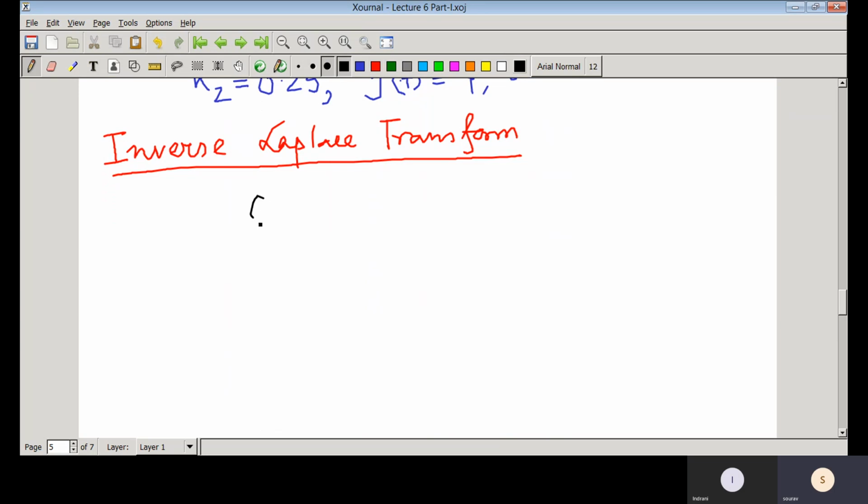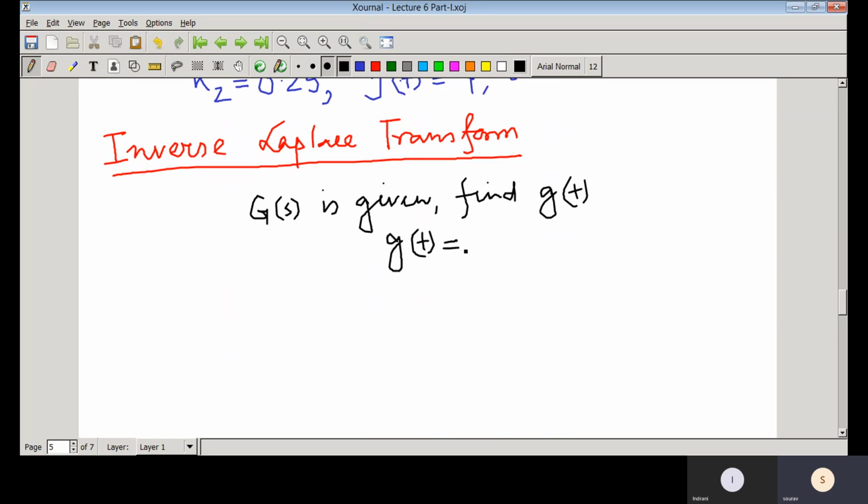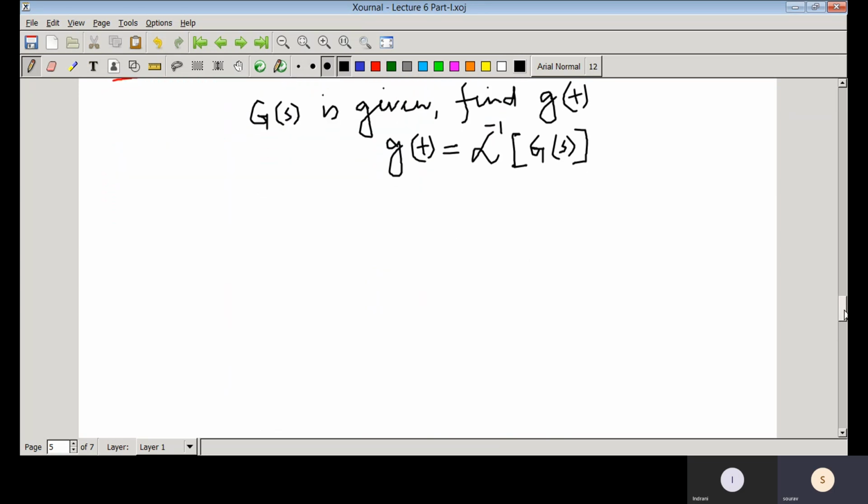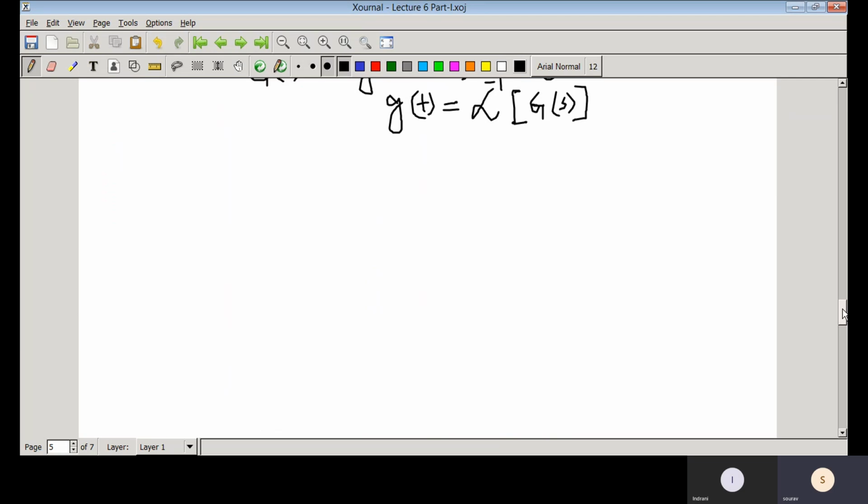Where to use the inverse Laplace transform? Whenever G(s) is given and you are asked to find g(t), then you need to take the inverse Laplace transform. That means g(t) equals the inverse Laplace transform of G(s), that is the notation. We will learn the inverse Laplace transform via some examples. Let us take one example.